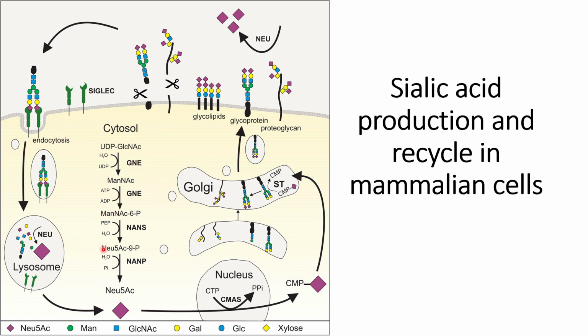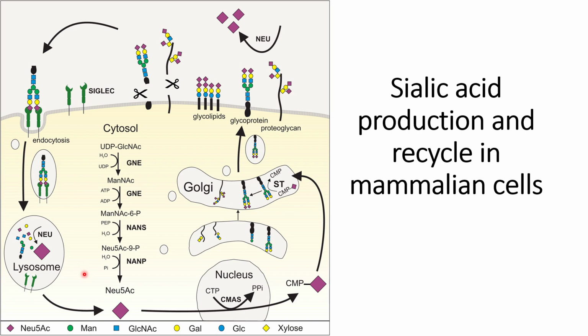Since there are many different steps involved in sialic acid production, a disruption in any of these steps could lead to a change in the sialic acid structures, and that might lead to several problems. In the case of pancreatic cancers, there is a lot of evidence that sialic acids are overly expressed on the cell surface of the tumor cells.